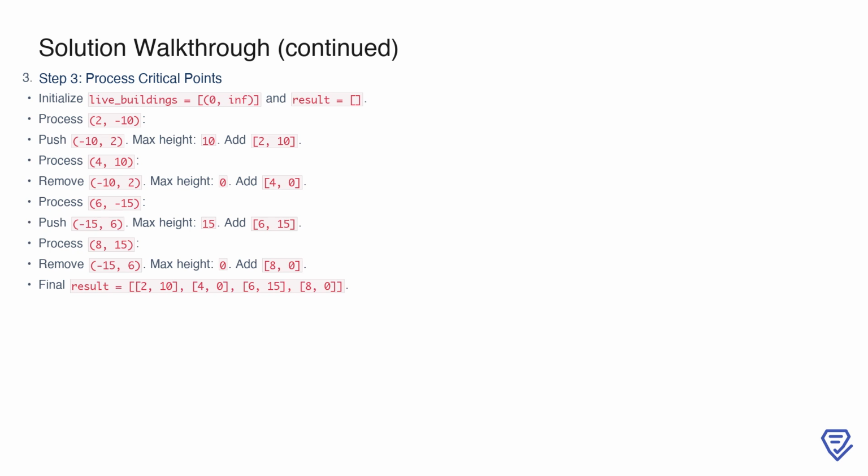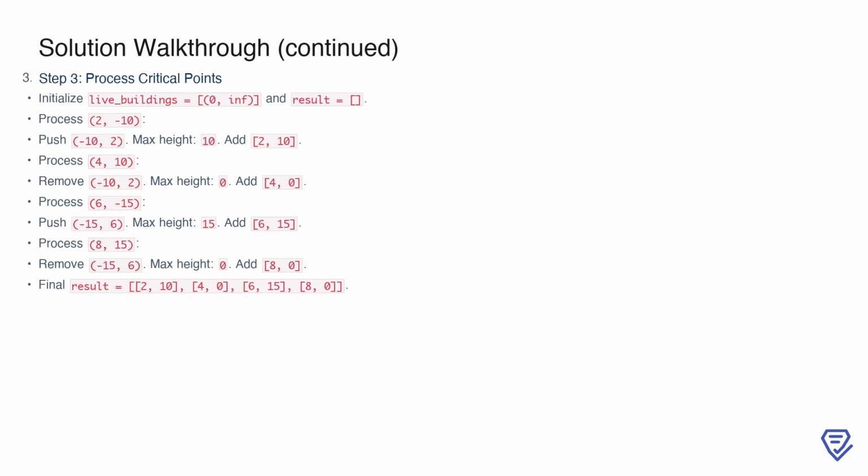At (4, 10), we remove (-10, 2) from the heap, reducing the maximum height to 0. This drop is recorded with (4, 0). Next, at (6, -15), we add (-15, 6) to the heap. The maximum height becomes 15, so we add (6, 15) to the result. Finally, with (8, 15), we remove (-15, 6) from the heap, bringing the height back to 0. This change is captured with (8, 0). The final skyline is [2, 10], [4, 0], [6, 15], [8, 0], which clearly shows the distinct peaks of the two non-overlapping buildings.